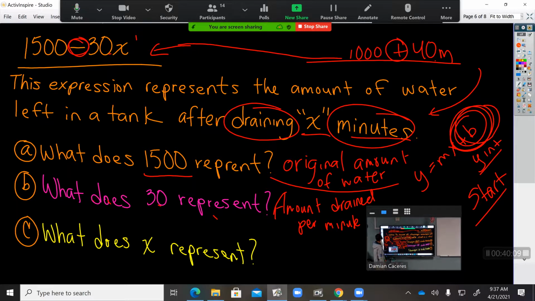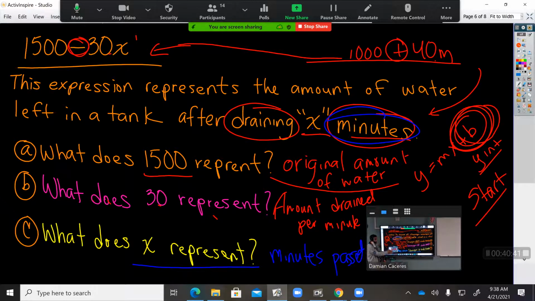Now, last one, which is the easiest one to analyze here. What does the x represent? The beauty of the x value is that in the word problem, it's usually telling you what the x value represents. It says here, x minutes. So what do you think x represents? The minutes. Minutes passed. Does that make sense? Any questions on this?